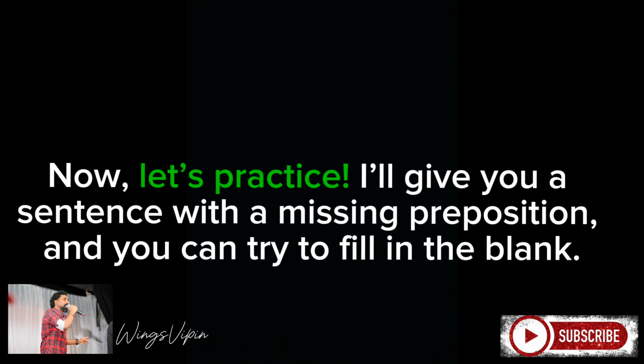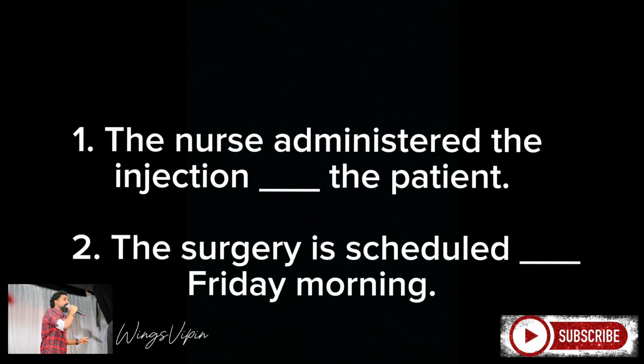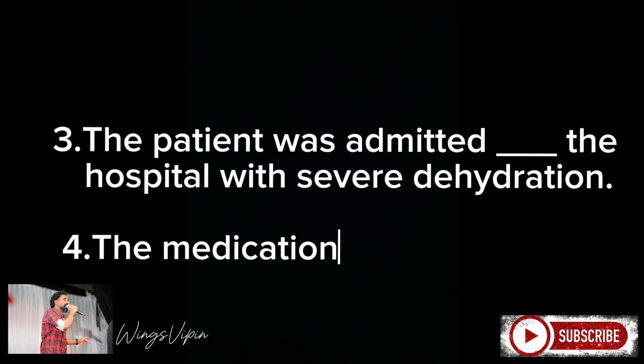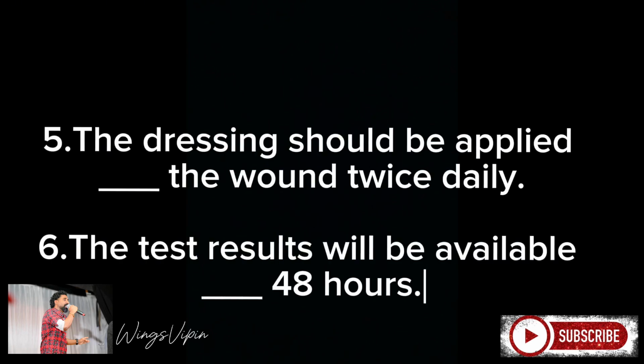Now, let's practice. I'll give you a sentence with a missing preposition, and you can try to fill in the blank. 1. The nurse administered the injection the patient. 2. The surgery is scheduled Friday morning. 3. The patient was admitted the hospital with severe dehydration. 4. The medication is prescribed reducing inflammation. 5. The dressing should be applied the wound twice daily.